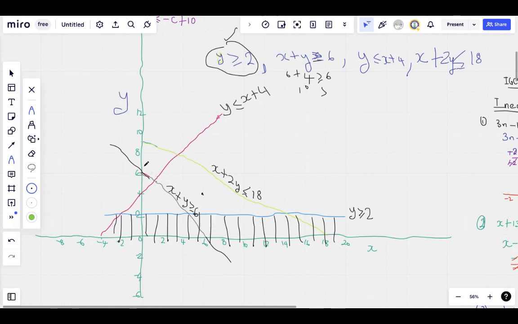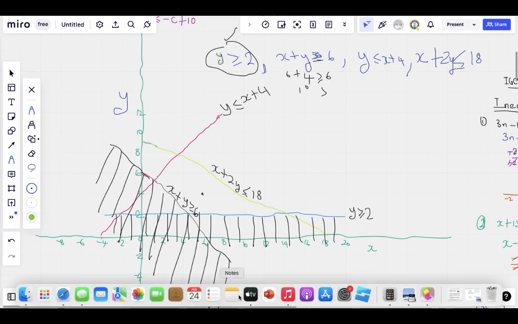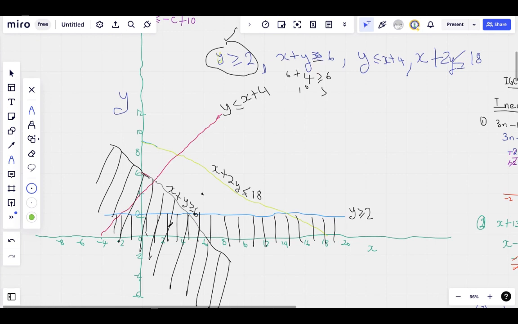For this line, anything above this way is the correct region. Anything below this way is the unwanted region. So we shade the unwanted region. We shade the entire unwanted region. We shade this way. Are you with me? Yes. Okay.